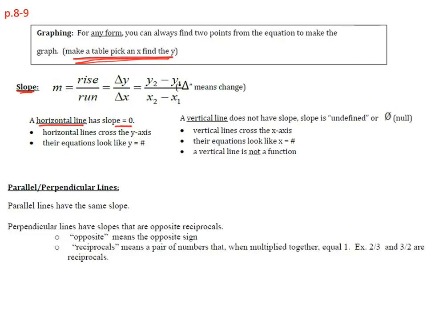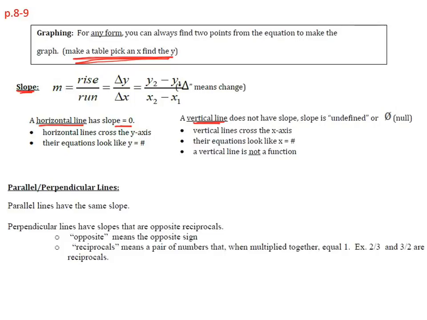If it's a vertical line, on the other hand, remember that's where your slope is undefined. It's going straight up and down. It's not going to pass the vertical line test. So that means it is not a function. Your line is going to be crossing the x-axis, and your equation is going to be in the form of x equals some number.